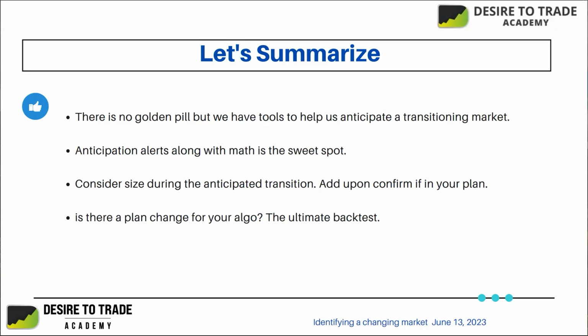If there was, we'd be gazillionaires, okay? But we do have tools to help us, and the key word here is anticipate a transitioning market. It doesn't always work, but it helps us anticipate, right? Bollinger Band squeeze, Hull moving average, these are things that should make your eyes light up, right? The anticipation alerts, and I put that word there for a reason. The anticipation alerts, along with the math, is the sweet spot.